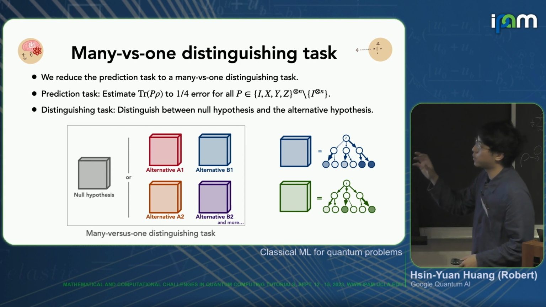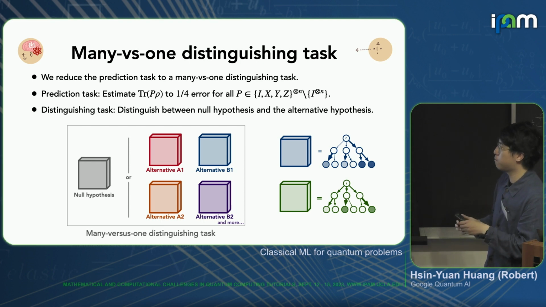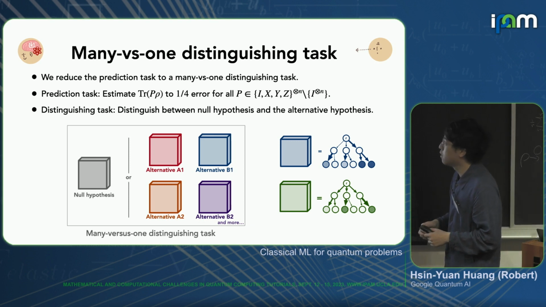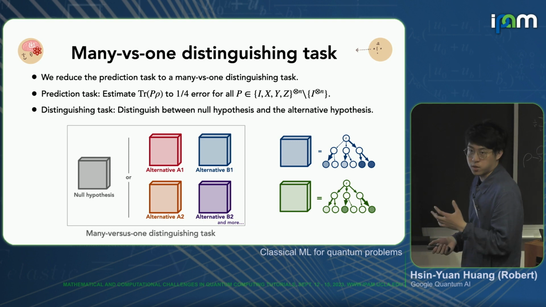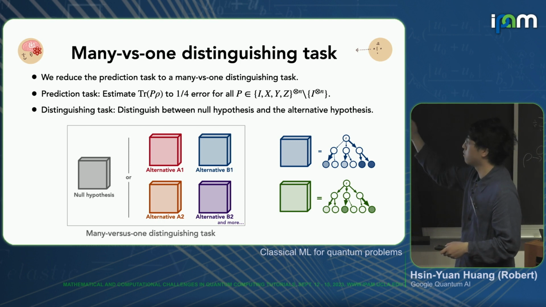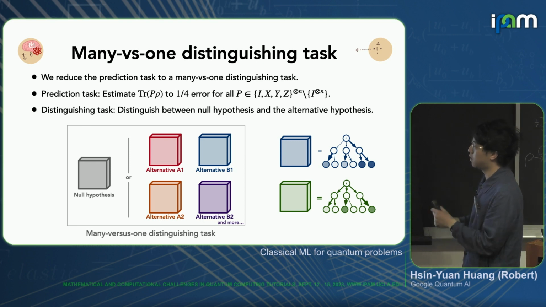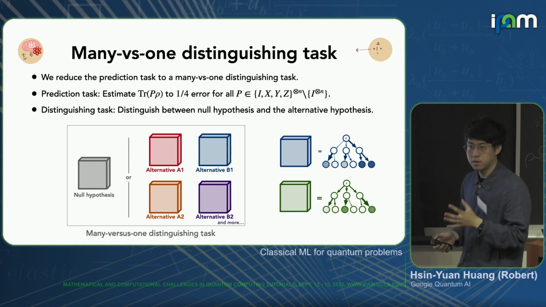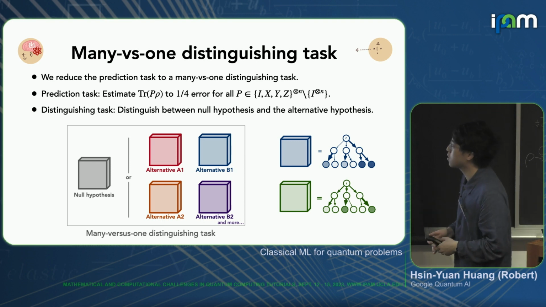So now what we would do is we would try to reduce this learning and predicting task into some distinguishing task. Particularly here, we're going to focus on a many versus one distinguishing task. So recall that the prediction task is we would like to be able to estimate trace of P rho to some constant error for some Pauli observable P. And then we wanted to say that if the classical agent can achieve that prediction task, then it can achieve some distinguishing task. And a distinguishing task that we look at is something like the following.